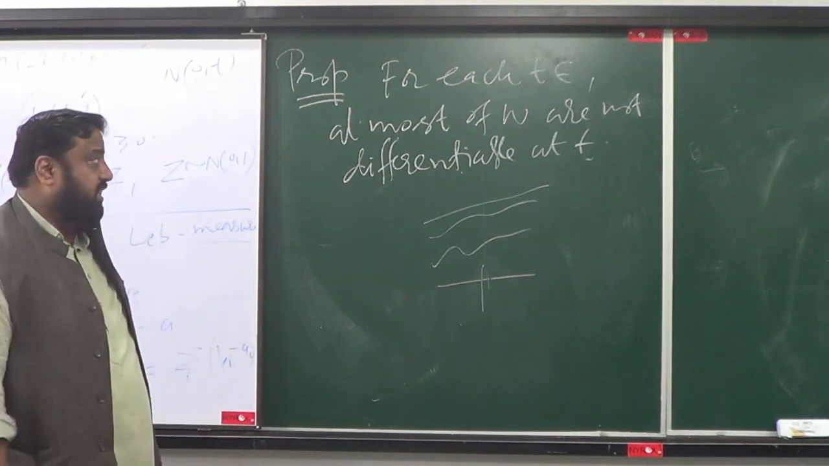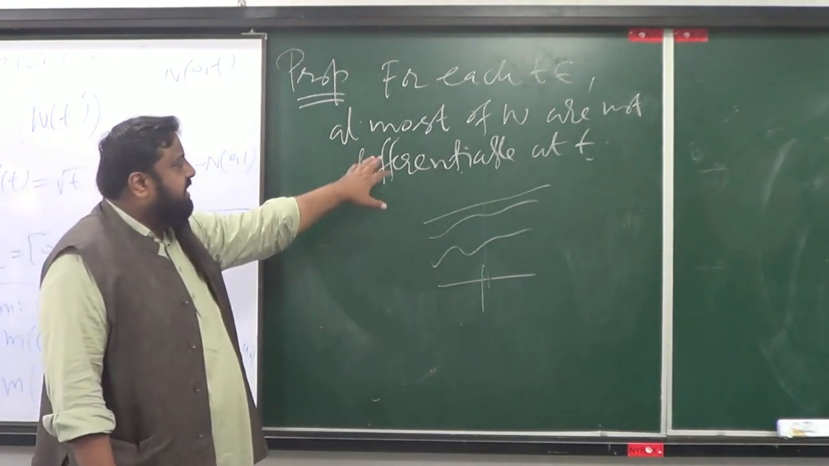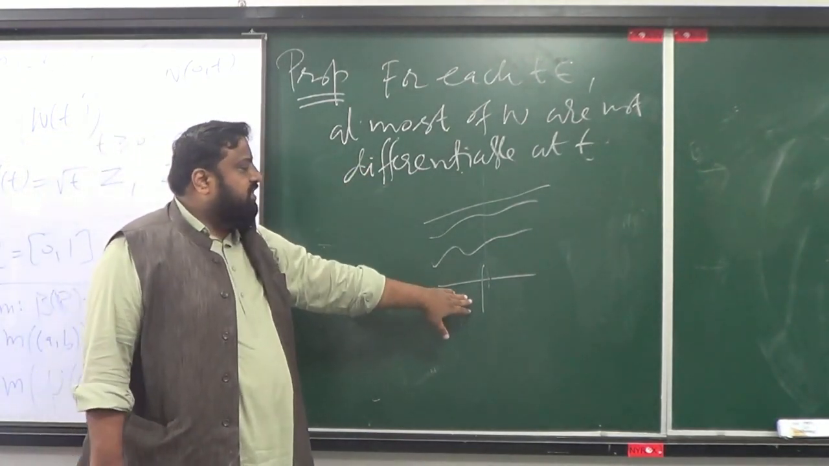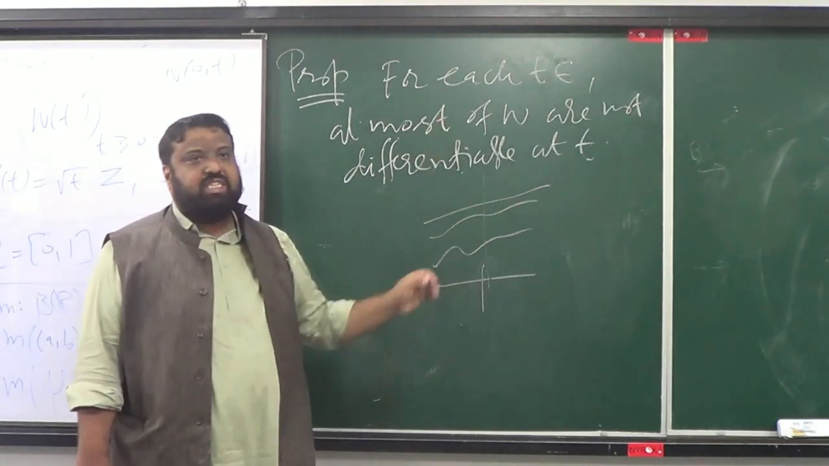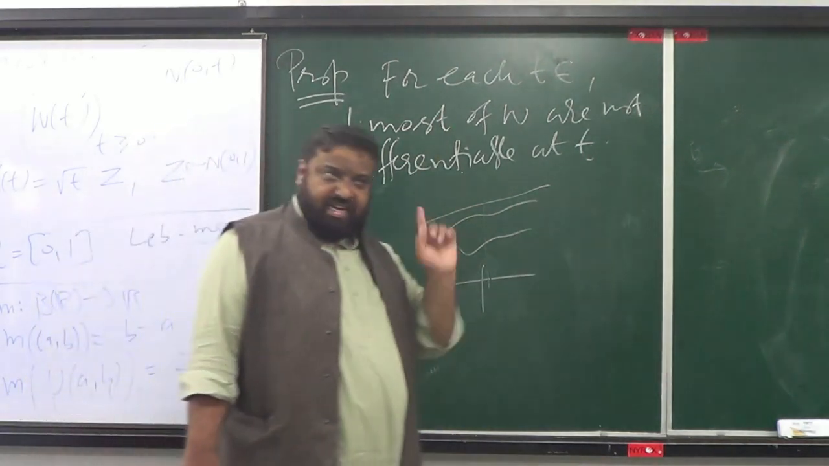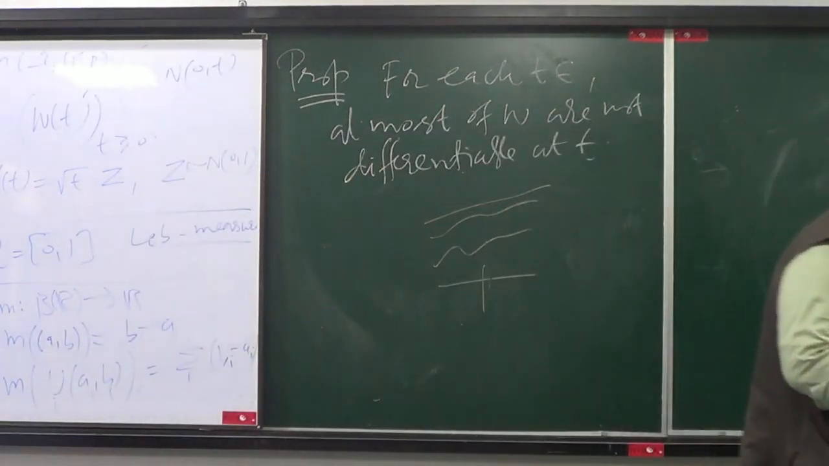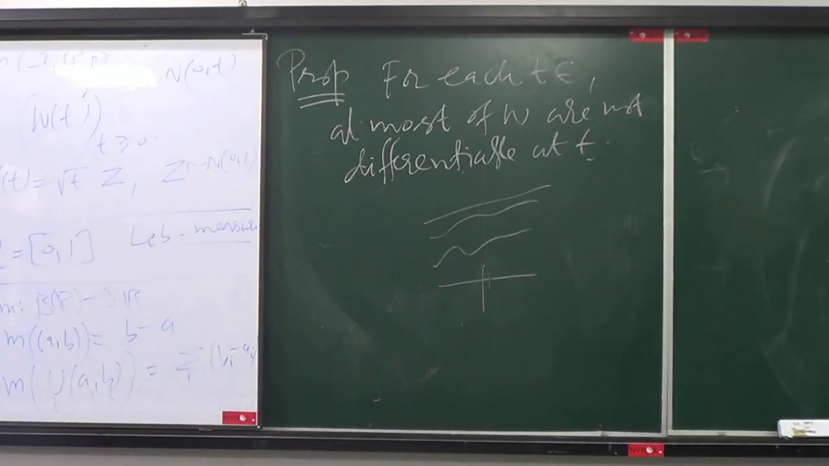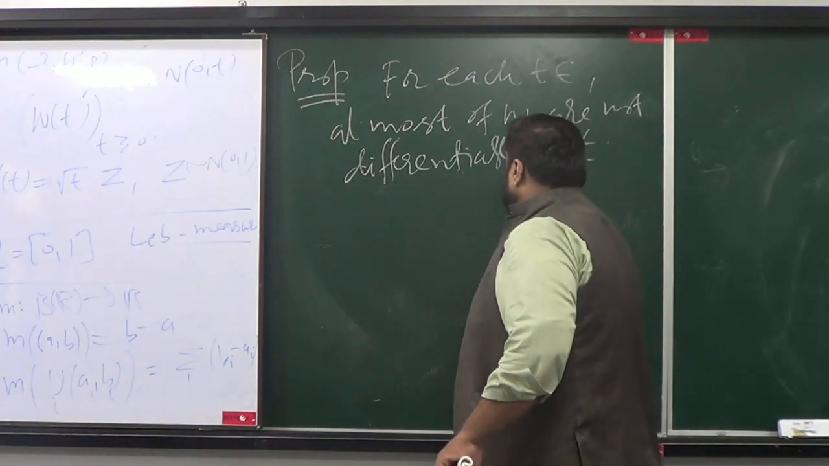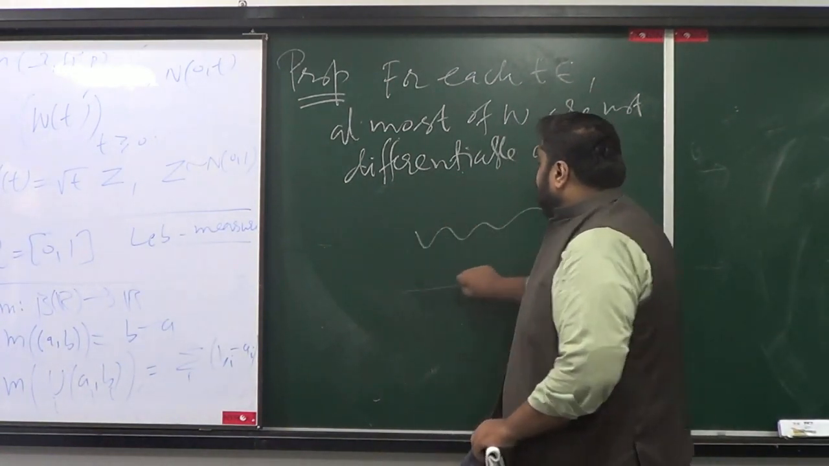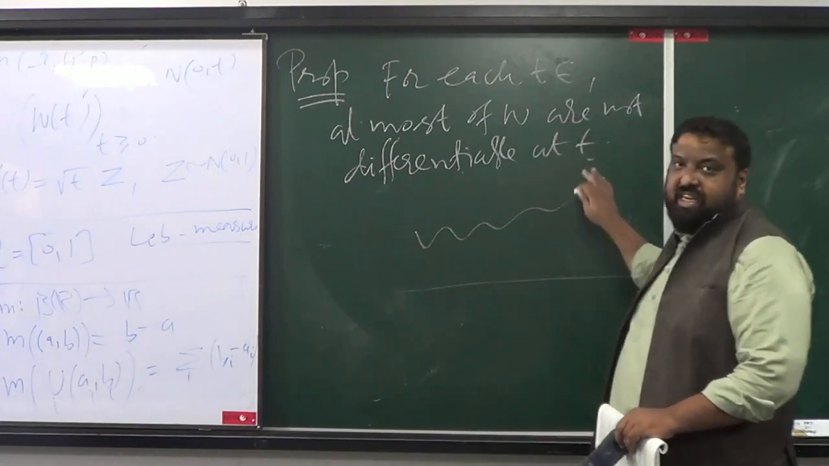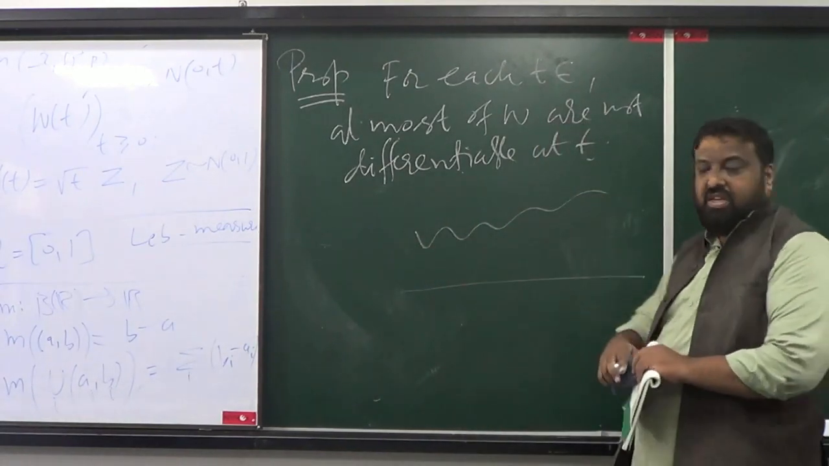So what this says is that if you fix an instant t and see the different trajectories of the Brownian motion, each of the trajectories is not going to be differentiable at that instant. It's going to be rough. Yesterday we were saying that you fix a trajectory and look at this process for the entire time, it's going to be rough at all times.